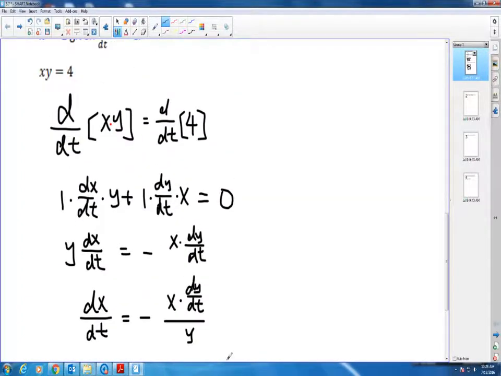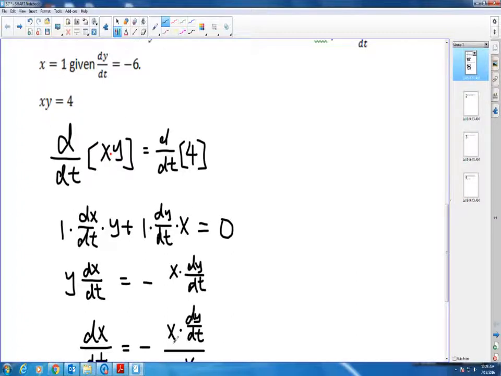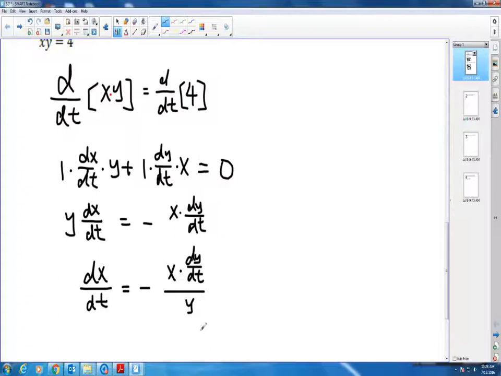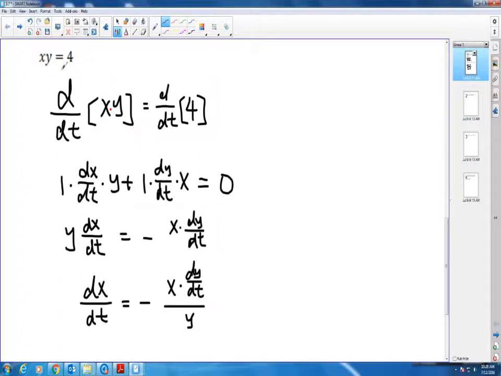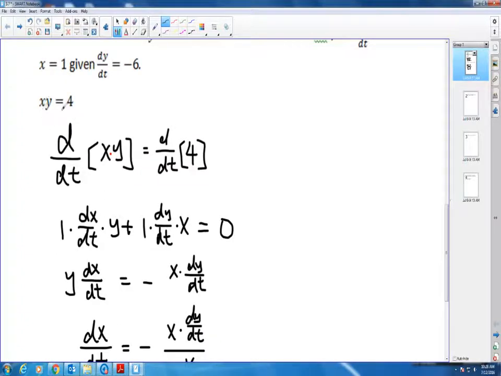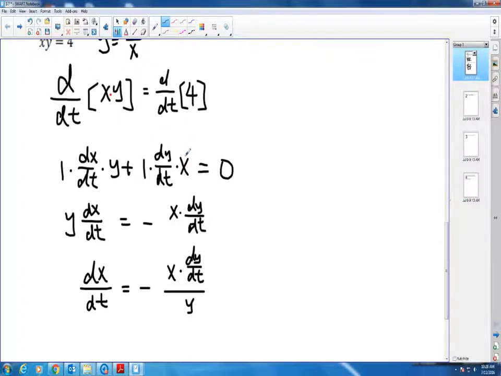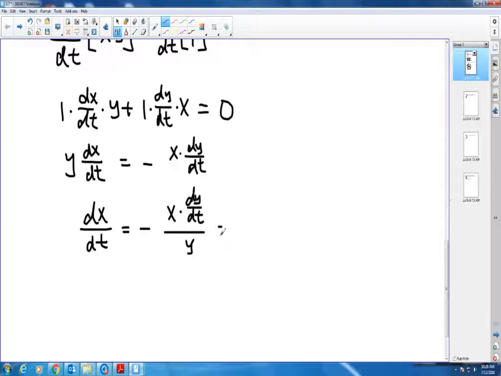Now I'm going to substitute 1 for this x, negative 6 for my dy/dt, but I don't have anything to substitute for y. If you look back at our original equation, if I solve for y, y will actually turn out to be 4 over x. So this y down here is actually going to be 4 over x, and the top stays the same.